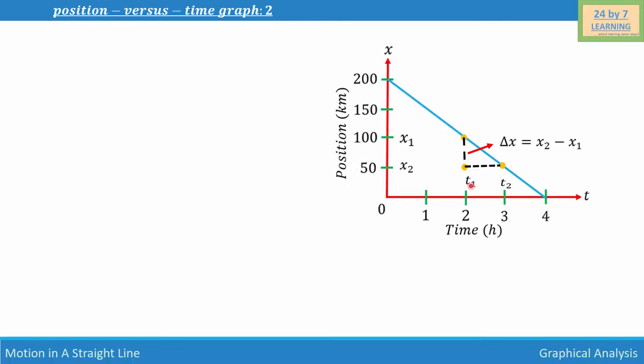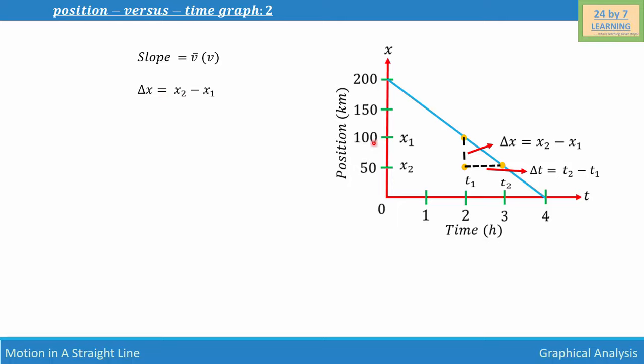In the same way, we need to find the change in time, and the change in time is from t1 to t2. So we will write delta t is equal to t2 minus t1, and this side of the triangle represents the change in time. Now we know that the slope of the line is basically the average velocity, or we can say the velocity of the body. So we need to find the slope. In order to find the slope, we need to find the change in position and change in time.